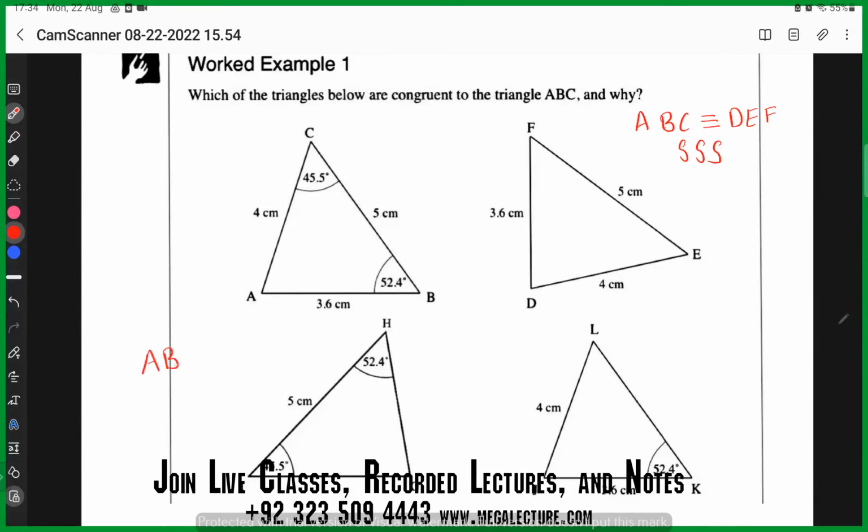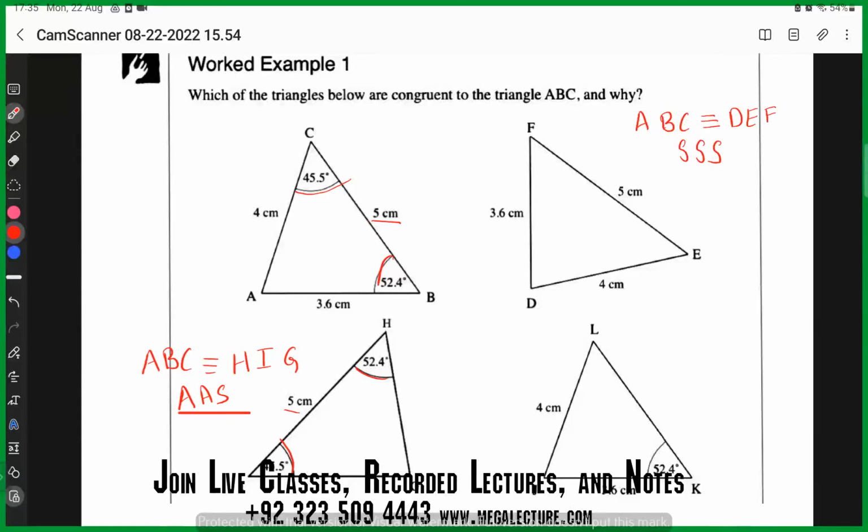Very good. ABC is congruent to HIG, or whatever way you want to write it down. That's fine. Why? Because of angle, side, angle. And we remembered it as angle, side, angle. But let's just write it down as angle, angle, side, because this is how we have seen this as a property. Okay? And what about the last one? It is because side, side, angle.